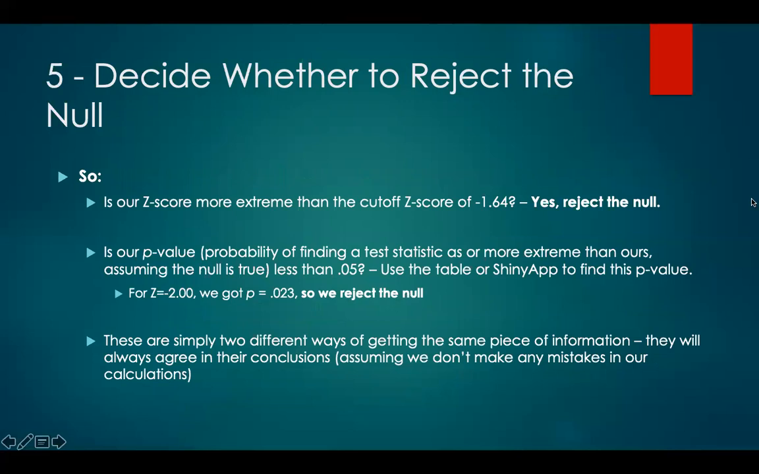So if our z-score is more extreme than the cutoff z-score of negative 1.64, it is, so we reject the null. If our p-value, the probability of finding a test statistic as or more extreme than ours, assuming the null is true, is less than 0.05, you could use the Shiny app or the table to find this p-value. And for a z-score of 2, we got p equals 0.023. So yes, that is smaller than 0.05, so we reject the null. So these are simply two different ways of getting the same piece of information. And they'll always agree in their conclusions, assuming that we don't make any mistakes in our calculations.